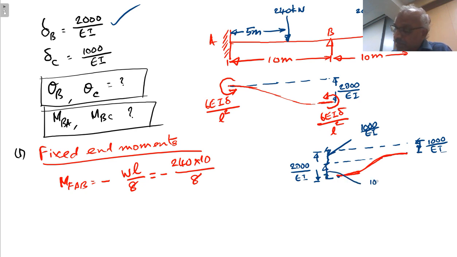This value is equal to 1000 by EI. So this is to be accounted, right? So here this is to be accounted. This is 2000 by EI, right? That's about the settlement. Now, here we have slope deflection equations. So these settlements can be accounted in the slope deflection equation. So we know the procedure.